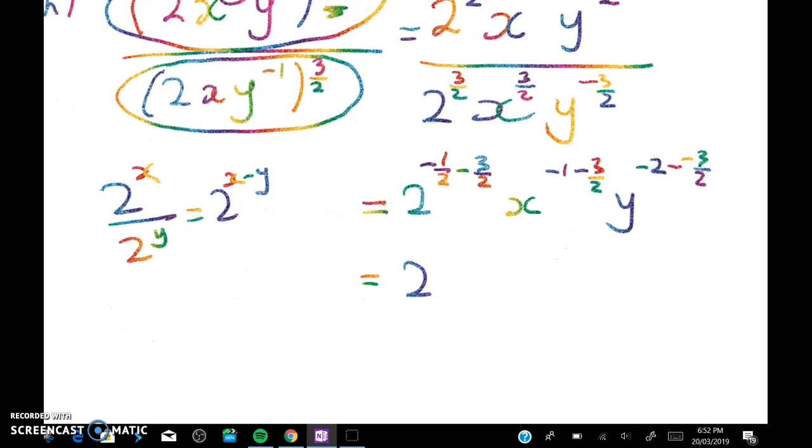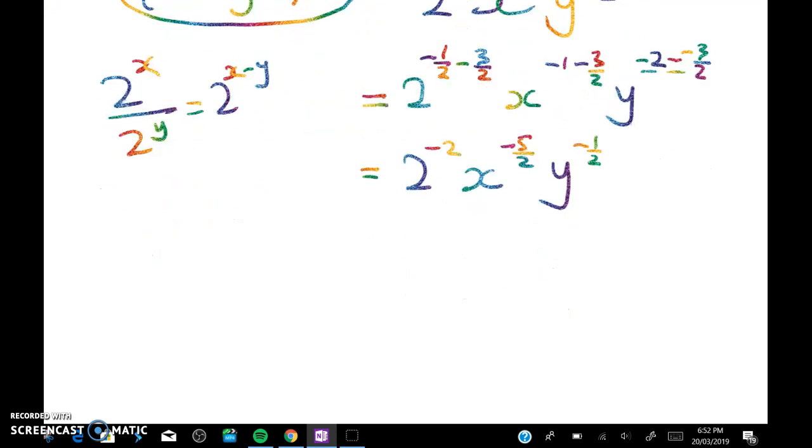So we have 2 to the power of negative 2, x to the power of negative 5 over 2, and y to the power of negative 2 plus 3 over 2, so negative 1/2. So everything's in the denominator, right, because I've got negative powers. So this is going to be 4 down here. This is x to the power of 5 over 2 and y to the power of 1/2. And I've got 1 sitting there in the numerator.